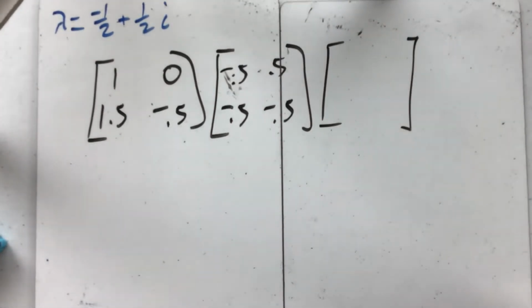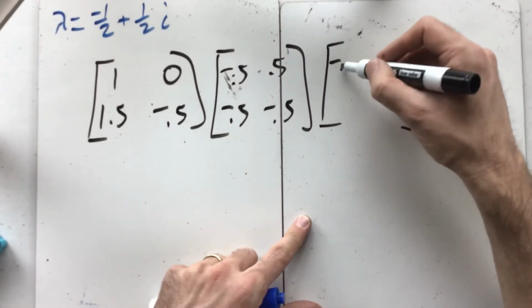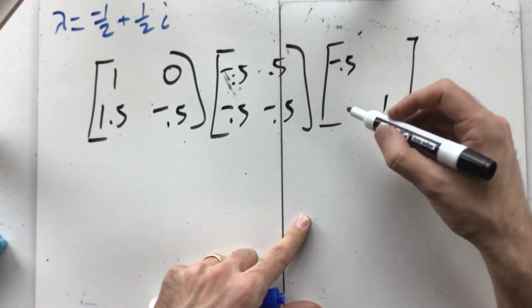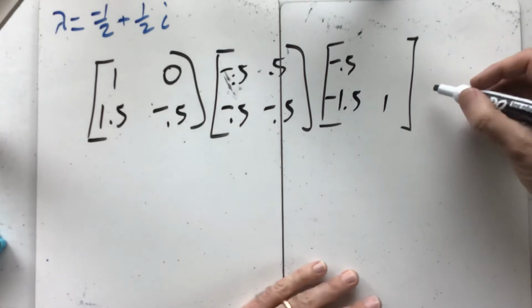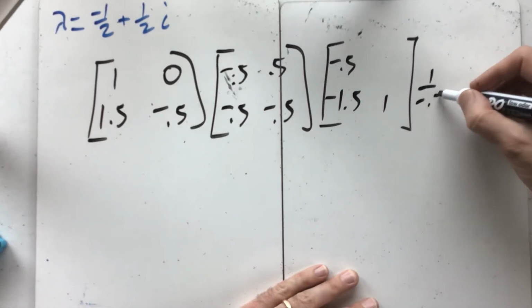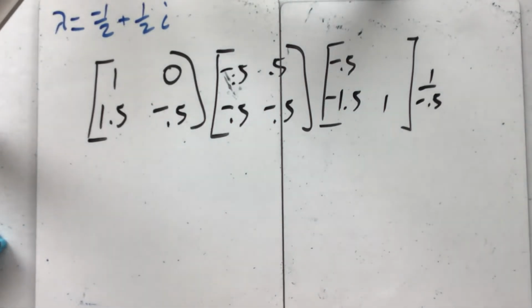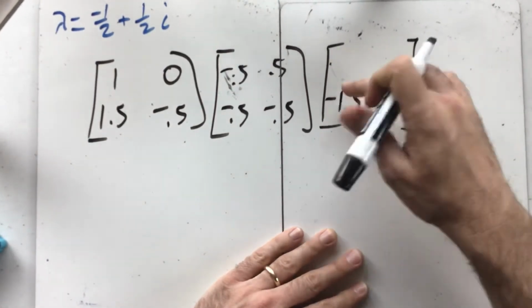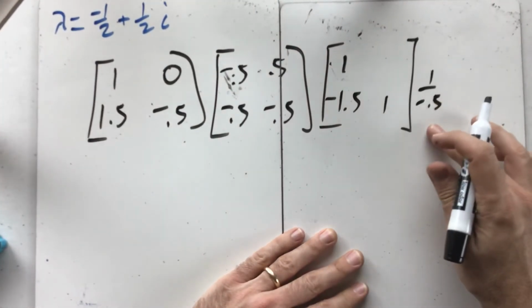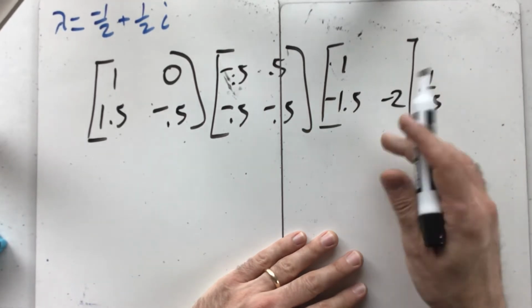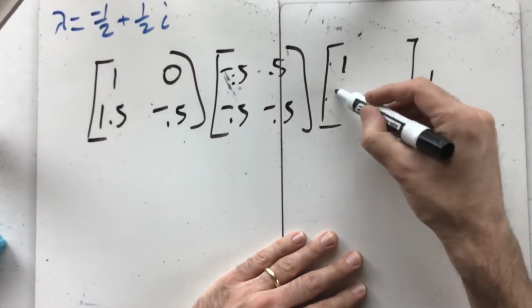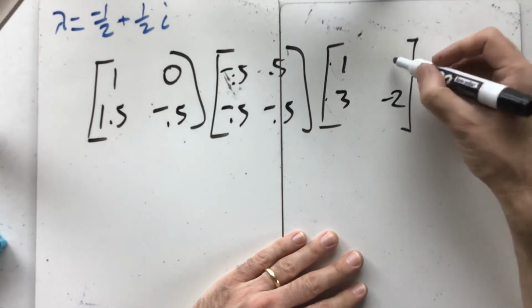The inverse of that, let's see, we end up getting a negative 0.5, 1, and a negative 1.5, but then our determinant is negative 0.5, so we need to do 1 over negative 0.5. So that makes this a positive 1, makes this a negative 2, and makes this a positive 3. So I think that's the inverse.